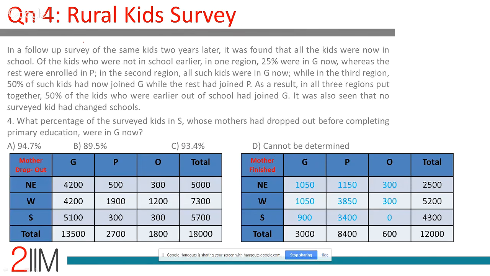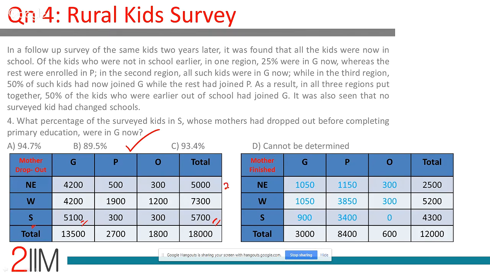What percentage of the surveyed kids in S whose mothers had dropped out before completing primary education were in G? So effectively, mothers were dropped out. We're looking at this table. In S, what percentage of this number is now this?